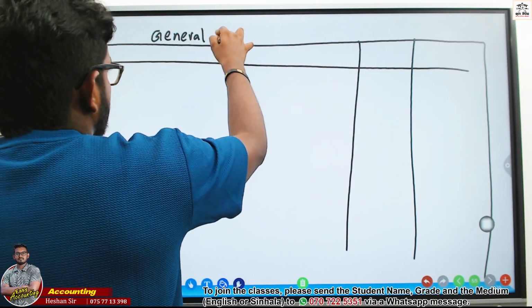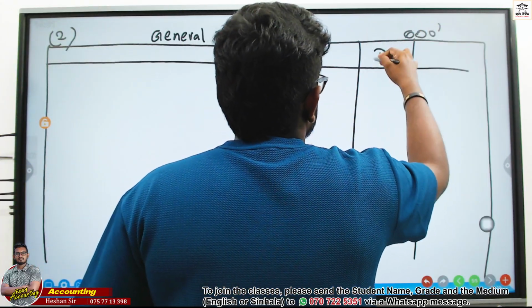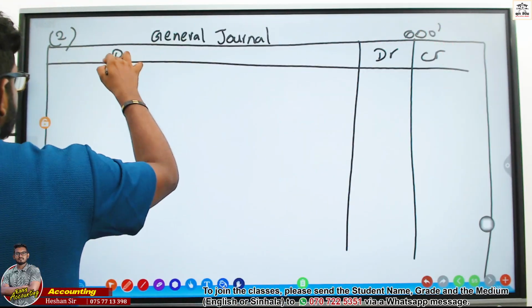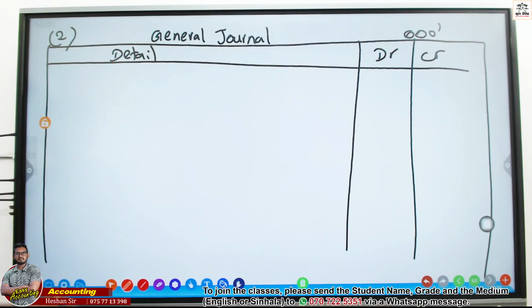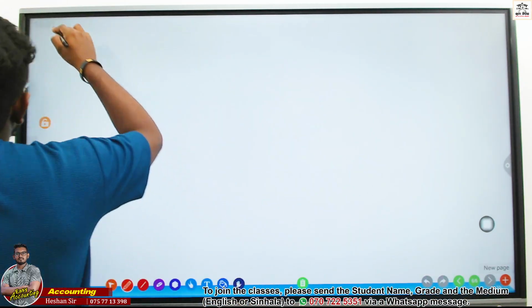In our posting entries also we write under general journal. Detail. Right? Then number 3, what are they asking?